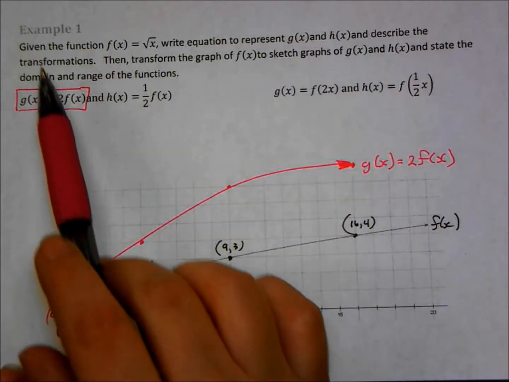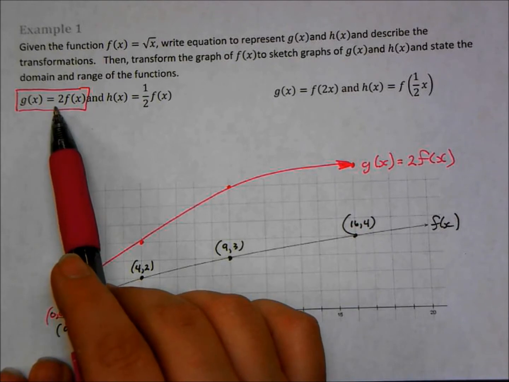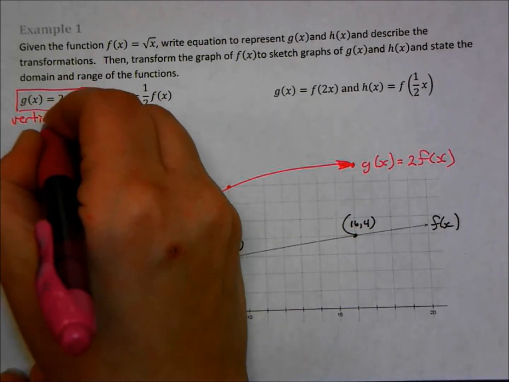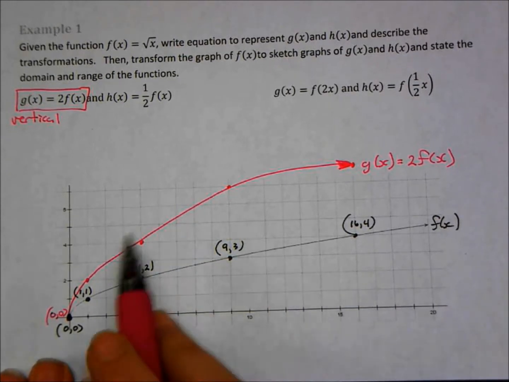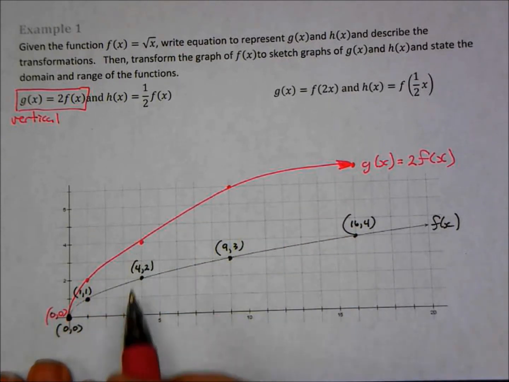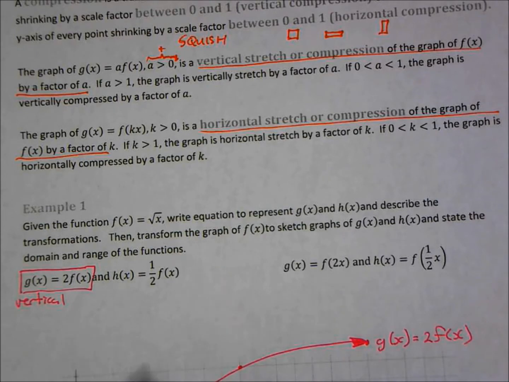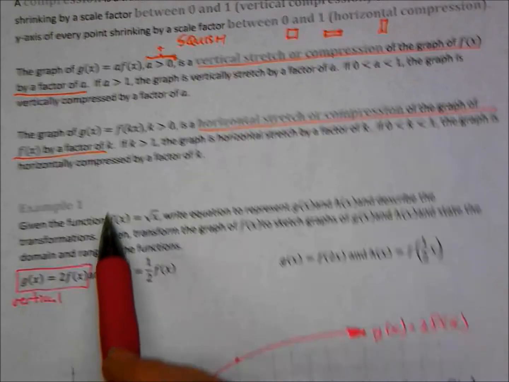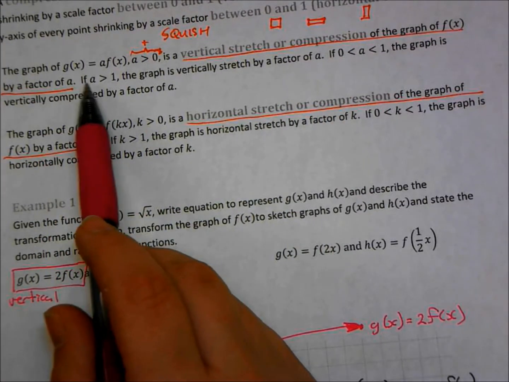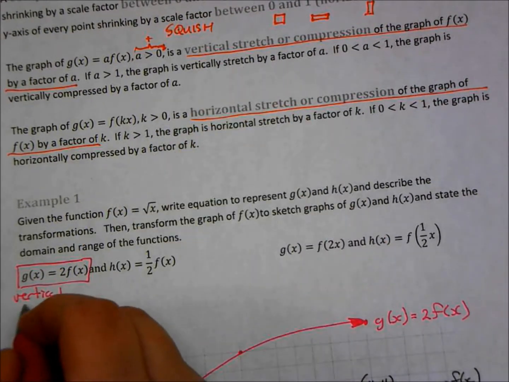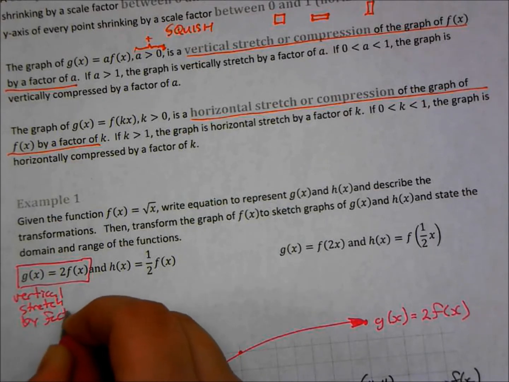Transform the graph and describe the transformation. So this is definitely a vertical change. It's definitely up and down, not side to side. We've changed the y coordinates, so it's a vertical change. Is it a stretch or a compression? Well, 2 is bigger than 1, so it's a vertical stretch by a factor of 2.